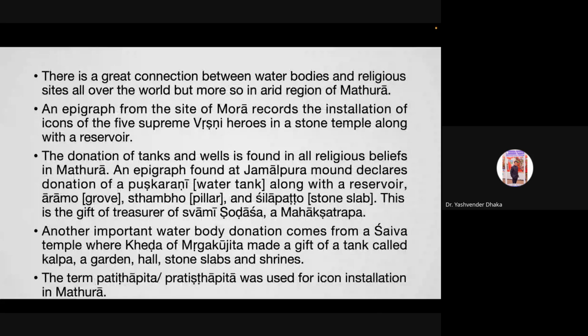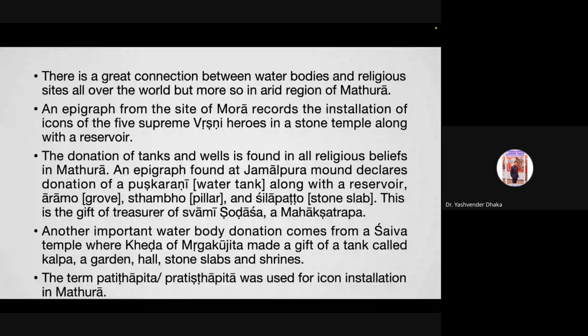Now, there is a great connection between water bodies and religious sites in Mathura, because Mathura is an arid region. An epigraph from the site of Mora records the installation of icons of the 5 supreme Vrishni heroes, the Panchaviras, in a stone temple, along with the donation of a reservoir. And then again, donation of tanks and wells is found in all religious beliefs in Mathura. For example, an epigraph found at Jamalpur declares the donation of a Pushkarani, that is a water tank, along with a reservoir, Aramo, that is a grove, Stambho, pillar, and Shila Pato, the stone slab. This is the gift of the treasurer of Swami Shodasha, a Mahakshatrapa, that we have earlier discussed.